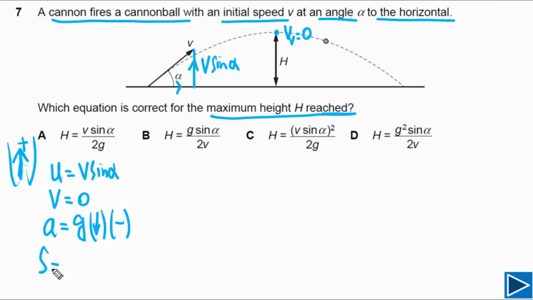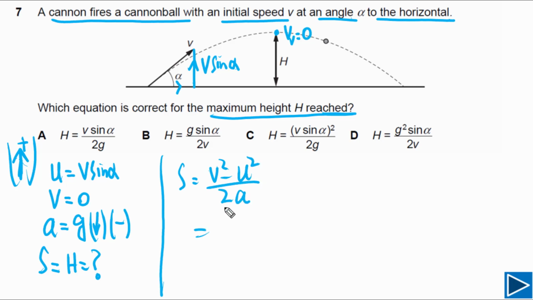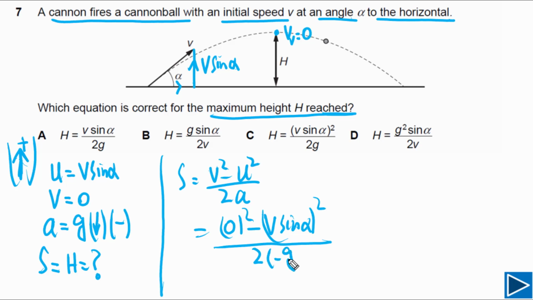Next thing we need to find out the vertical displacement. Let's say this is S and this is equal to capital H, the maximum height. Now simply we need to use the SUVAT equation, so we can write down S is equal to V square minus U square divided by 2a. V is equal to 0, so simply we can write down this is 0 minus V sine of alpha square divided by 2g, but g is negative, so this is negative g. Now if we solve this one, we will get minus V square sine square alpha divided by minus 2g.